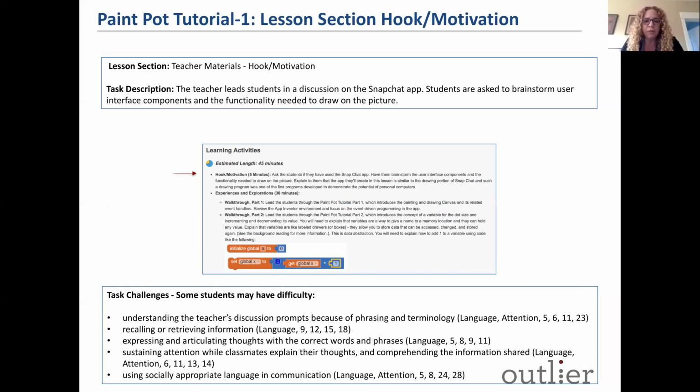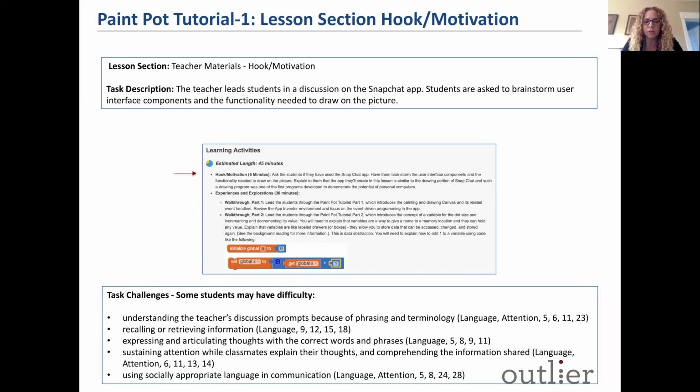So if you read the hook here, the teacher is supposed to basically say to the student, it says, ask the students if they've used this Snapchat app, have them brainstorm the user interface components and the functionality needed to draw on the picture. Okay, so just using that type of language while you're introducing something can, for some students, be pretty challenging.